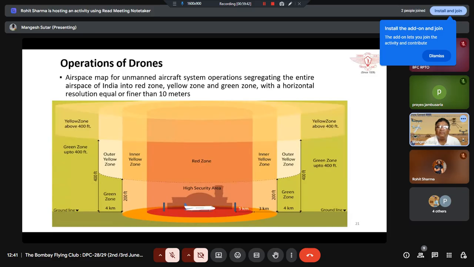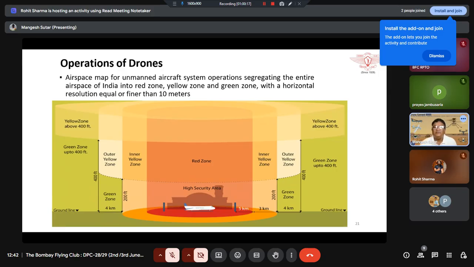From the boundary of the high security area till 5 kilometers is the red zone. From 5 kilometers to 8 kilometers is your inner yellow zone. From 8 kilometers to 12 kilometers is the outer yellow zone, and beyond 12 kilometers is your green zone. Everywhere you have a limitation of 400 feet. Above 400 feet is completely yellow zone. That's how we differentiate the zones: red zone, yellow zone, and green zone.